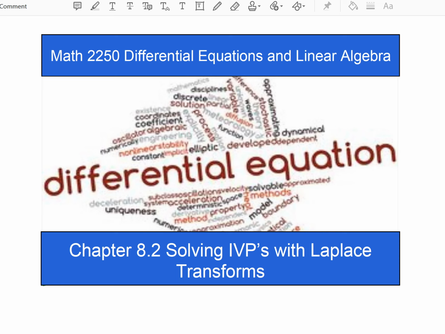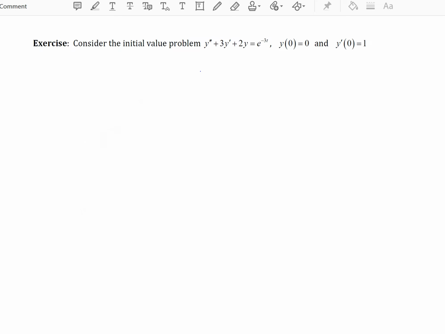In this video, I would like to finish going through the examples of Chapter 8.2, Solving Initial Value Problems with Laplace Transforms. In our last video, we introduced the Laplace transform and solved our first differential equation. I'd like to continue with our guided lecture notes on page 17 with our next initial value problem.